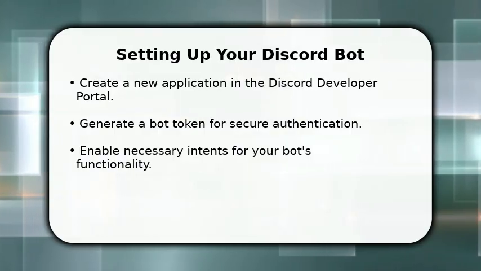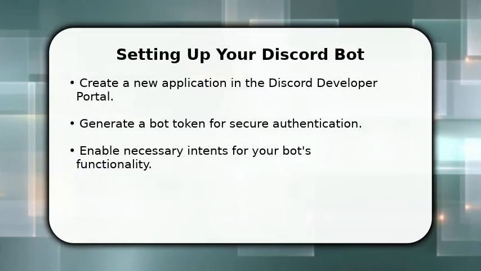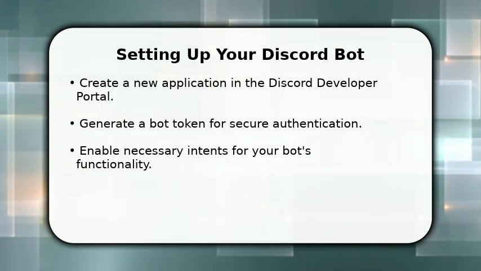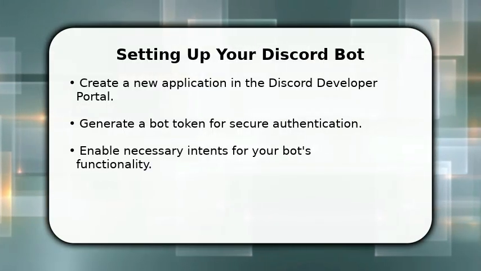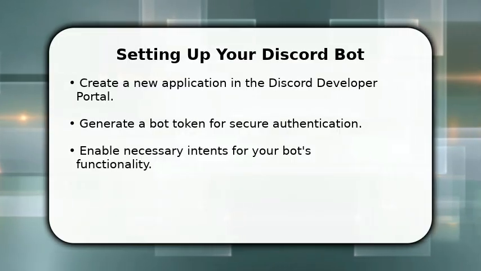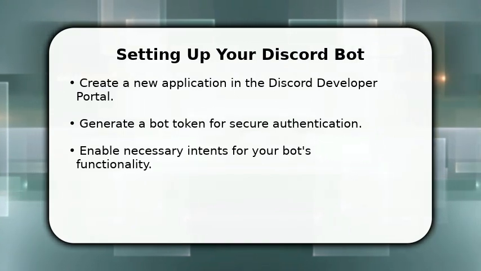Next, go to the Bot tab and add a bot to your application. This step generates a unique token, which is crucial for your bot to connect to Discord. Remember to keep this token private and secure. Finally, enable the required gateway intents for your bot to receive specific events.